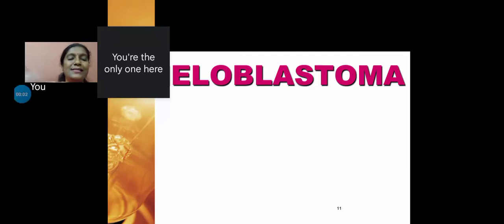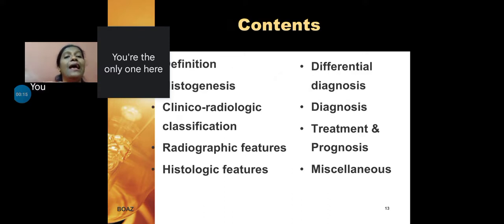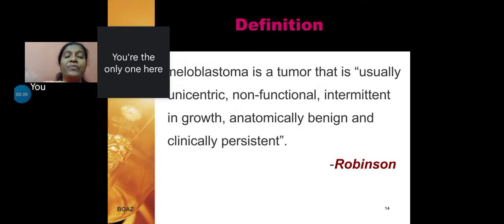Hello students, today I'll be taking a class on ameloblastoma. Ameloblastoma is the most common odontogenic tumor and it comprises 1% of all oral tumors. I'm going to deal with ameloblastoma under the following contents: definition, histogenesis, its classification, radiographic features, histologic features, differential diagnosis, treatment and prognosis, and miscellaneous wherever it is applicable.